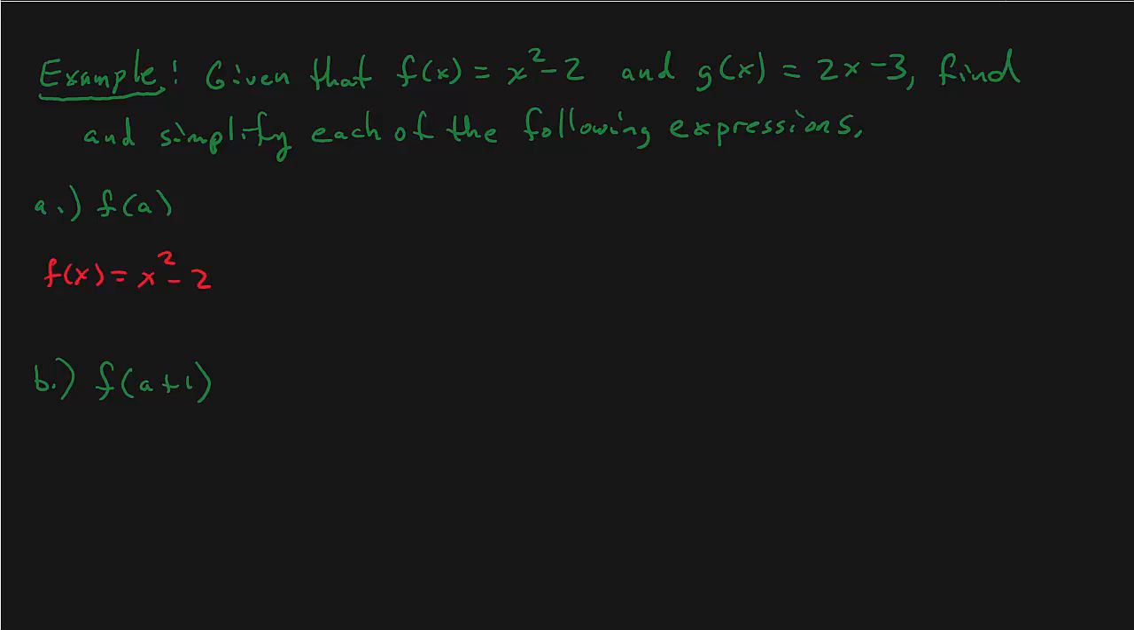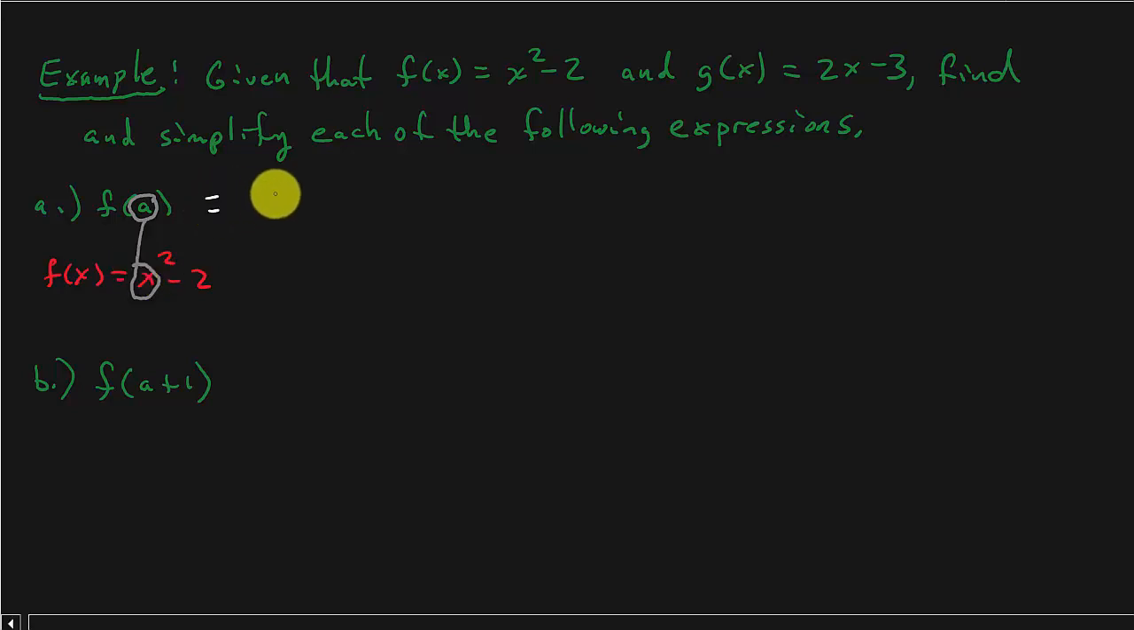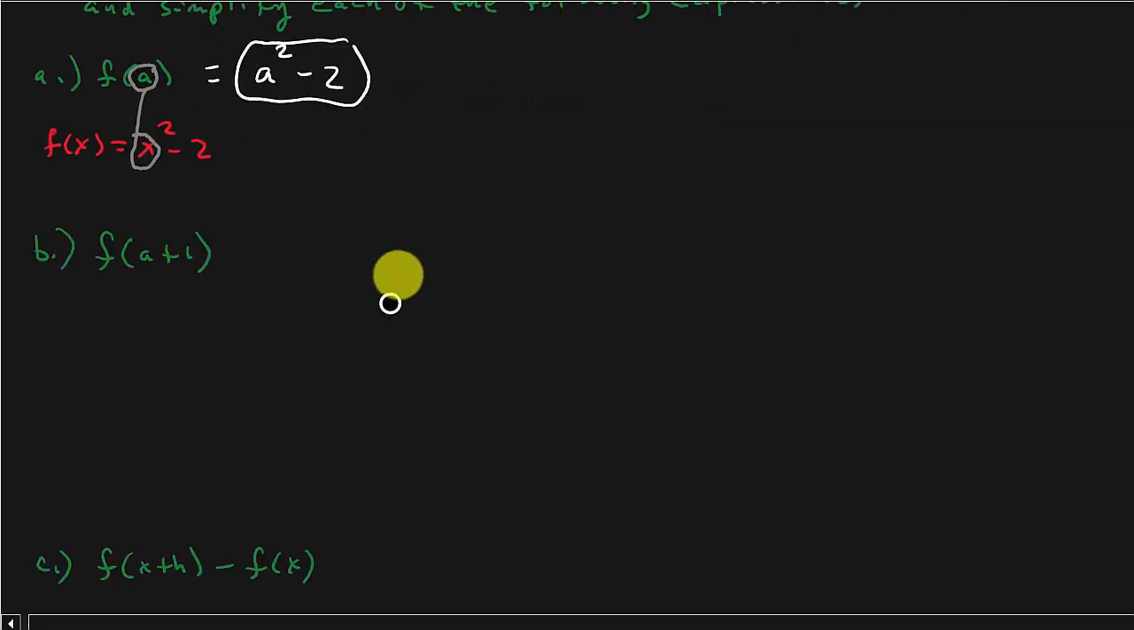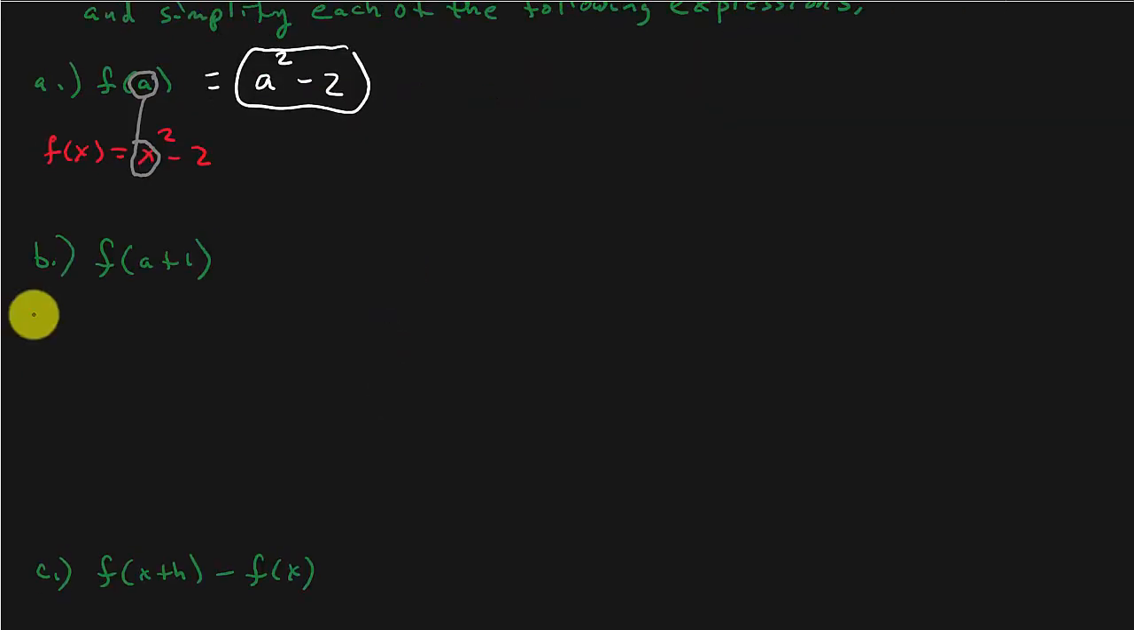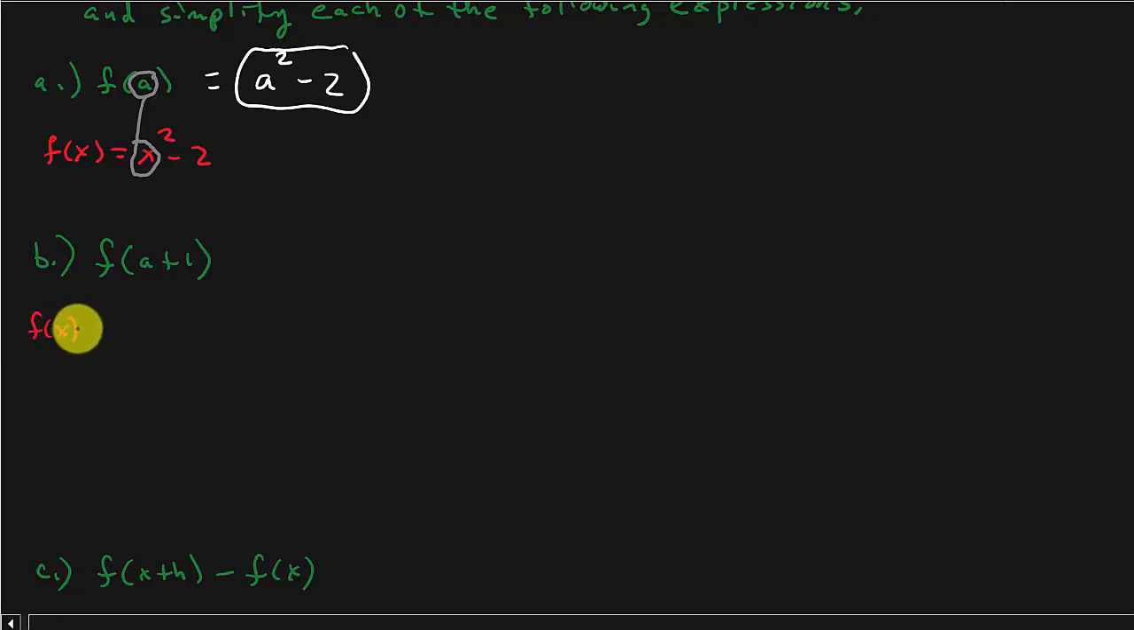So when I look at this, I want to find f of a. So all this is doing is telling me to take the a and plug it in for x. So plug the a in for x. So that's a, and then it's squared minus 2, and that's your answer. There's nothing else to simplify. Okay. All right, let's look at the next one. I'm going to go ahead and just write the function down again.